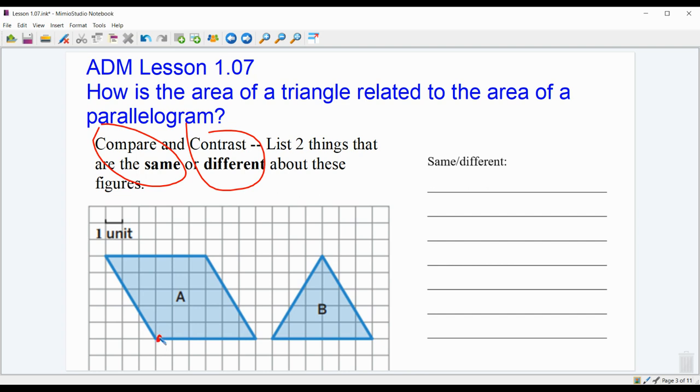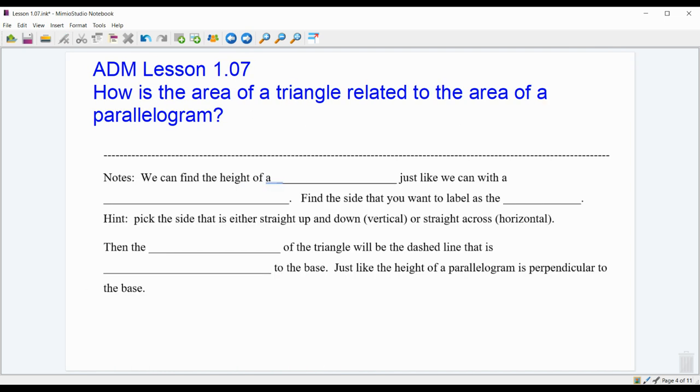If you count across the base, you'll notice this is 6, and across here, this is 6. And if you count up on the height, you'll notice that this is 5, and this one from the top to the bottom is 5. So the area of this parallelogram is 30 square units, and the area of the triangle is half of that. It's 15 square units. So they have the same dimensions, but they have different areas because basically a triangle is 1/2 of a parallelogram. So now let's fill in some notes.